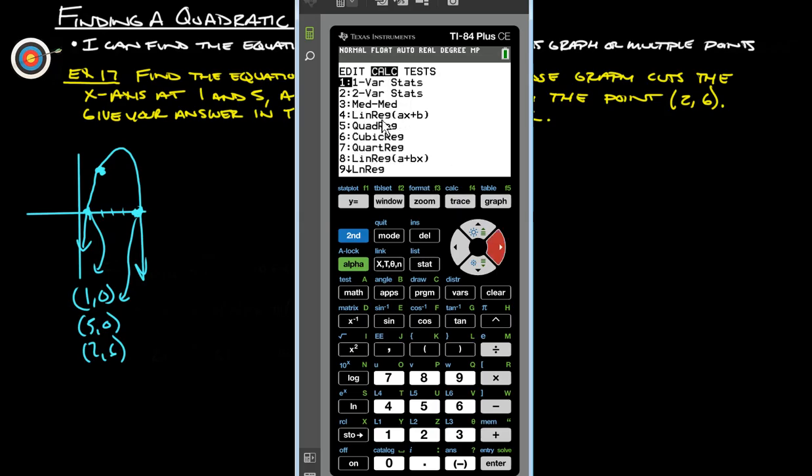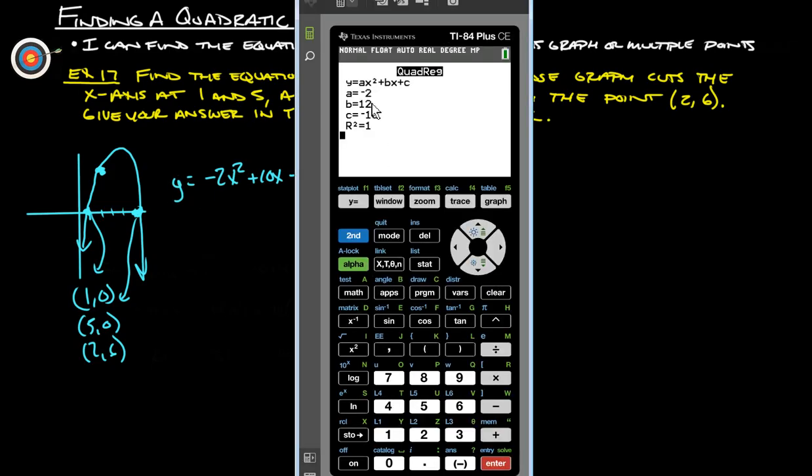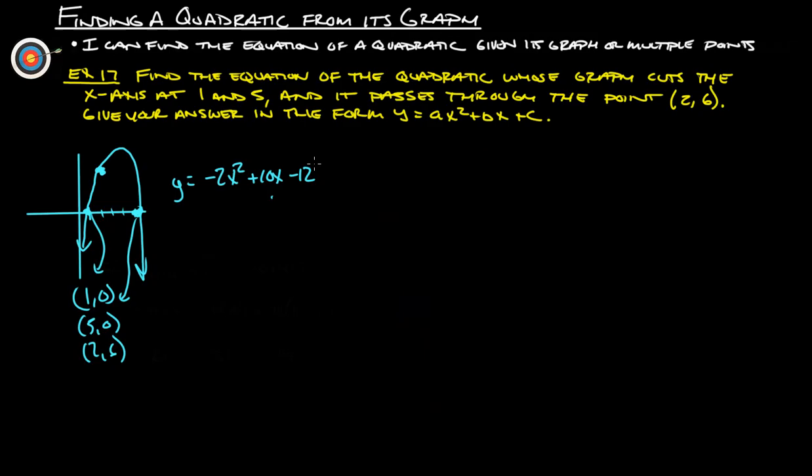And then we go into stat, over to calculate, and we're going to do the quadratic regression, number 5 there. We will enter down through and push enter, and it gives us negative 2x squared plus 12x minus 10, and it makes a perfect quadratic here. Negative 2x squared plus, oh, I switched the 10 and the 12 around. 12x minus 10 equals y. Okay?